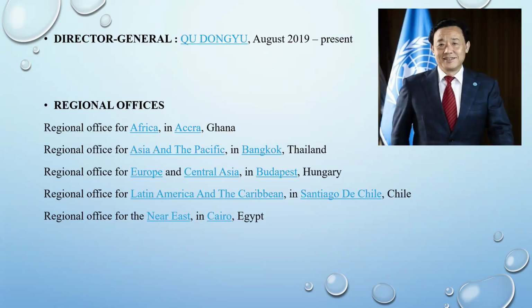The Director General of FAO is Qu Dongyu, who has been Director General from August 2019 to the present. The FAO has the following regional offices: Regional Office for Africa in Accra, Ghana, Regional Office for Asia and Pacific in Bangkok, Thailand, Regional Office for Europe and Central Asia in Budapest, Hungary, Regional Office for Latin America and the Caribbean in Santiago de Chile, and the Regional Office for the Near East in Cairo, Egypt.